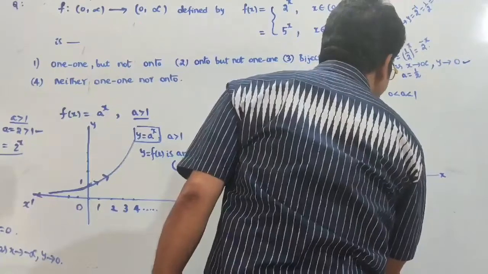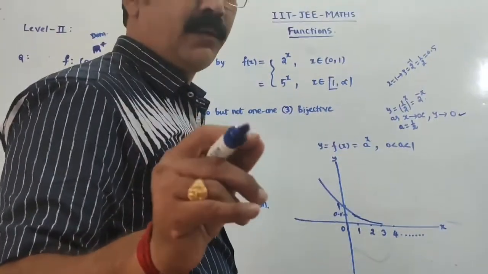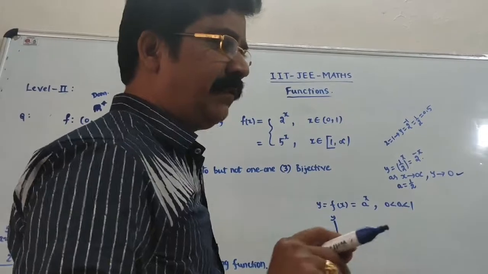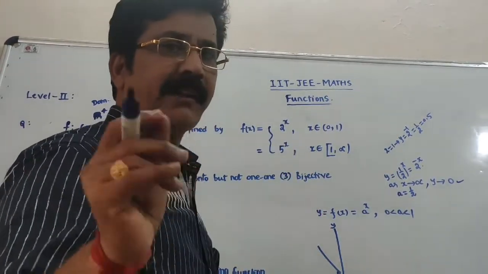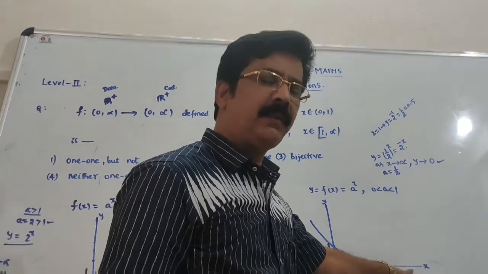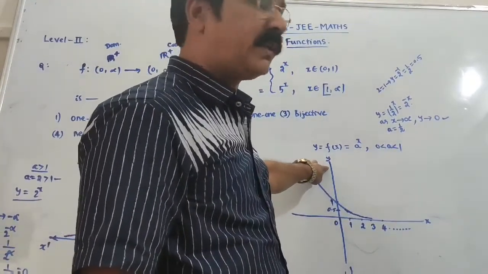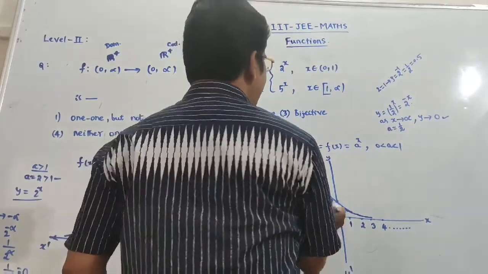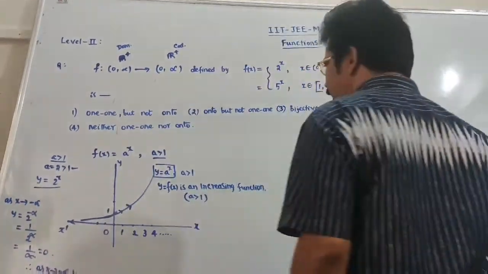y equal to 0 means the x-axis equation. The equation of x-axis is y equal to 0. The equation of y-axis is x equal to 0. Okay. So it is decreasing, so the graph will be like that.